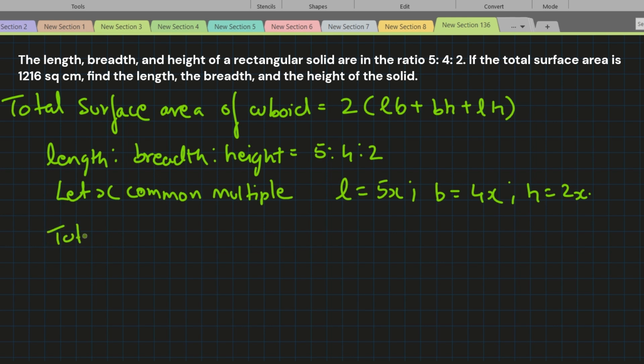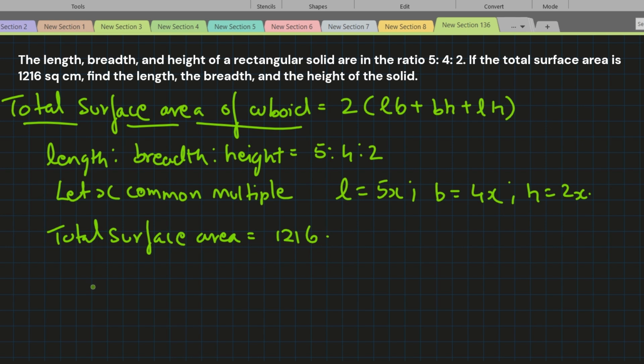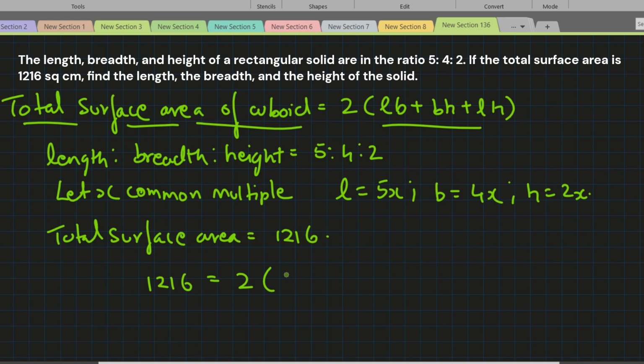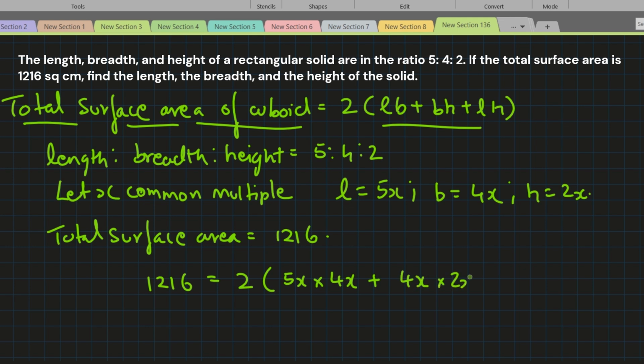I'll substitute each value in the given formula. The formula which we are using, that is total surface area of cuboid. And also the total surface area of cuboid is given as 1216 square centimeter. So 1216 is equal to 2 bracket 5x into 4x plus 4x into 2x plus length into height, that is 5x into 2x.